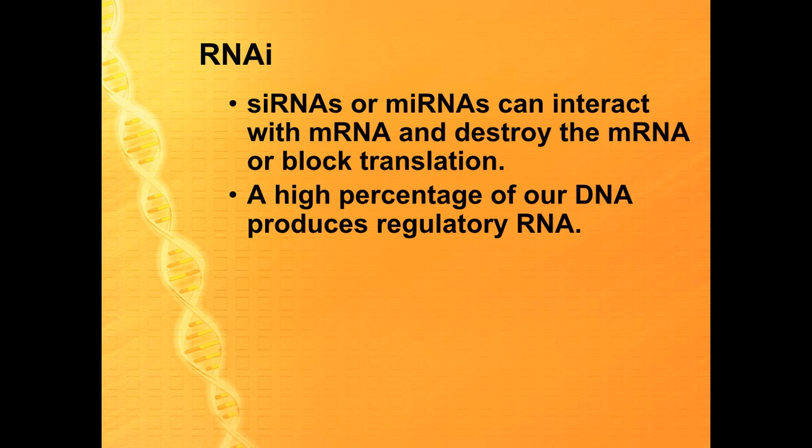RNA interference basically can interact with the mRNA, could block translation. Sometimes they physically block translation. Sometimes they're going to impede the mRNA. And like it says there, a high percentage of our DNA produces that regulatory RNA that once upon a time we called junk DNA.